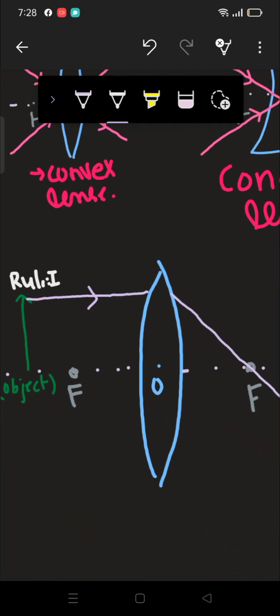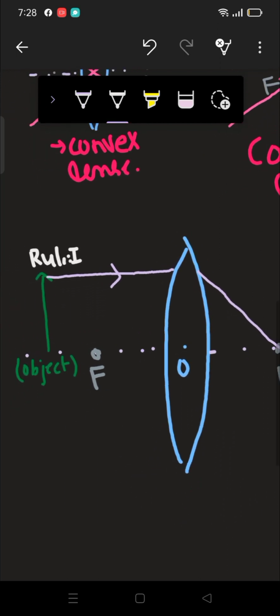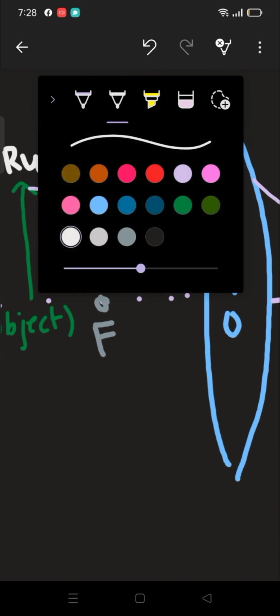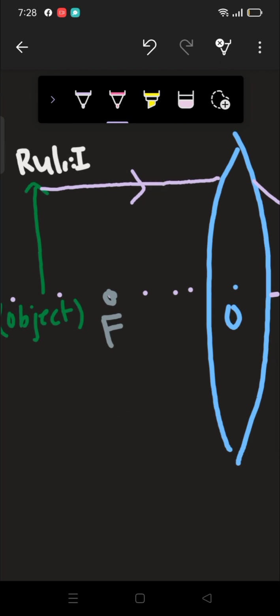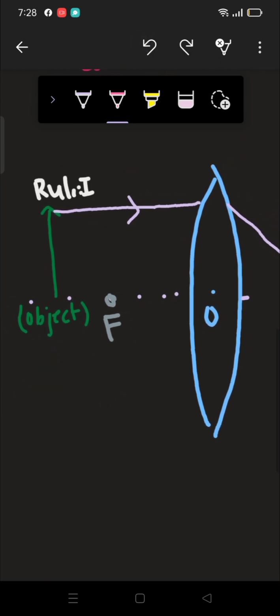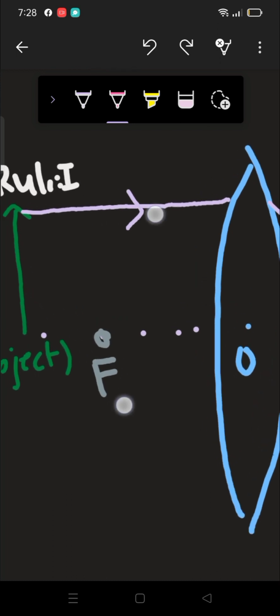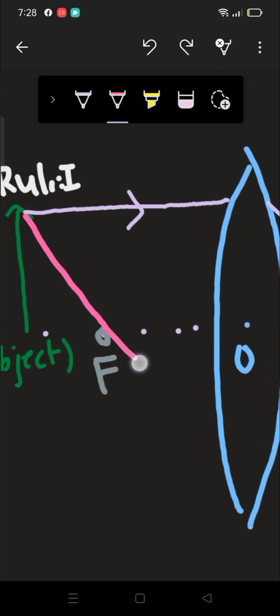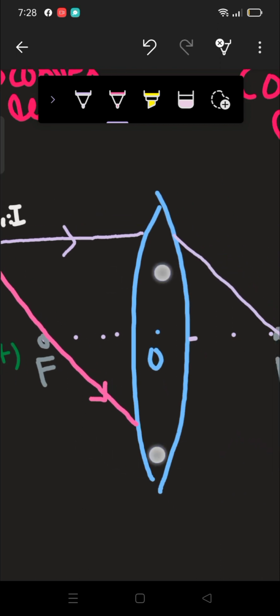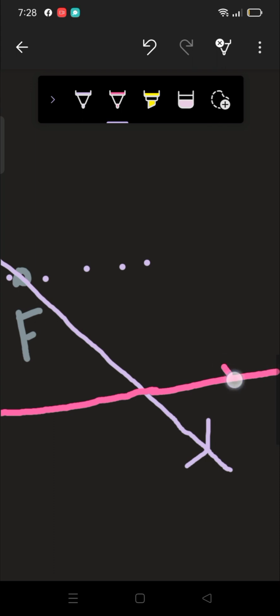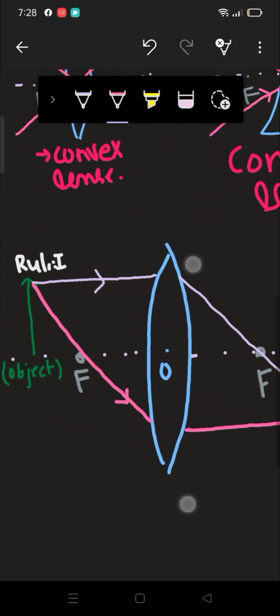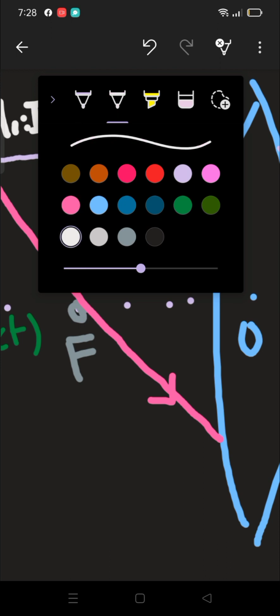Now I am going to apply the second rule: a light ray coming from the focal point will go parallel to the principal axis. Here I am going to make it with another color. The light ray coming from the focal point will then go parallel to the principal axis. So here we have applied the second rule as well.